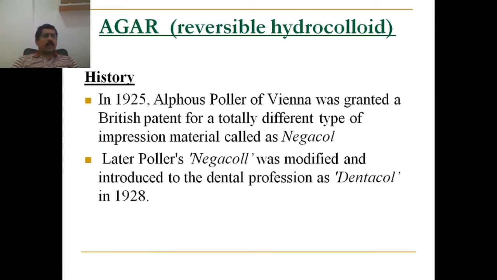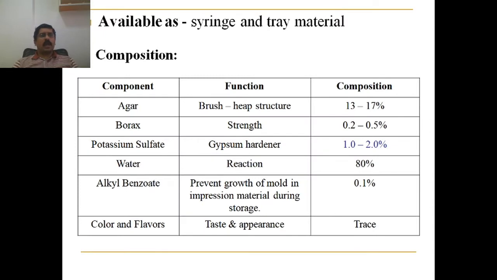Agar was introduced in 1925 by Alphous Poller, which was then modified for the dental profession in 1928 under the name Dentacolloid. It is available as a syringe and tray material. It has a composition of agar, borax, potassium sulfate, water, alkyl benzoate, colors and various flavors.